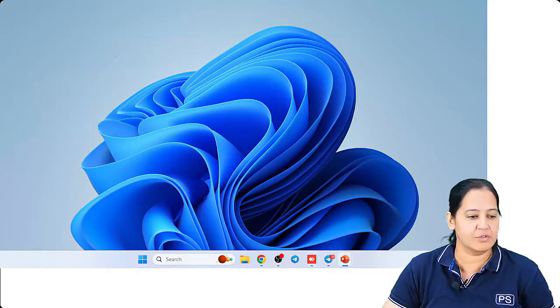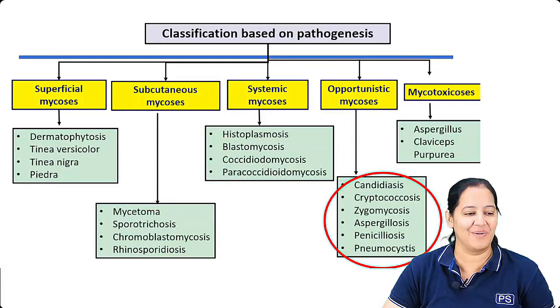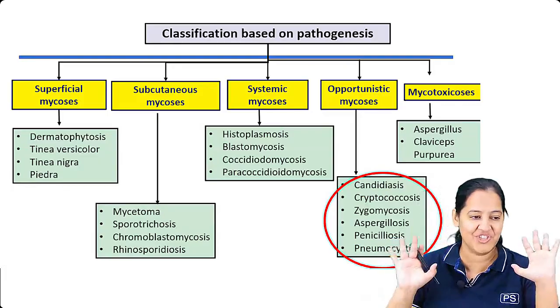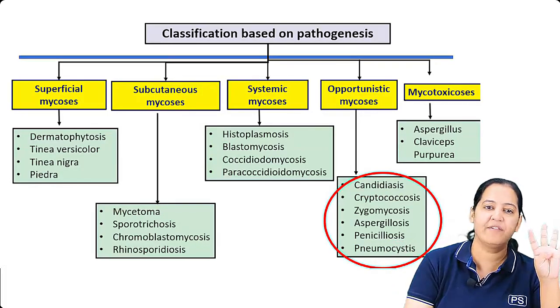with the last four fungus. So 12 fungus are done till now. Is it going easy till now? Everything is chill, not too much burden. So we are done with the four superficial. A comparative table is the best way to learn.